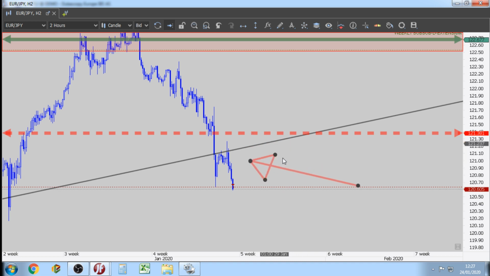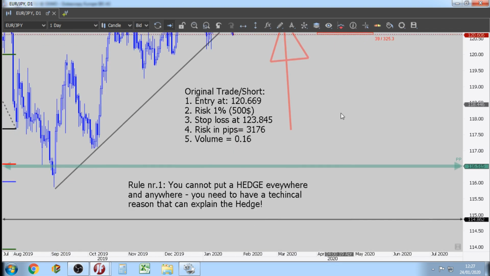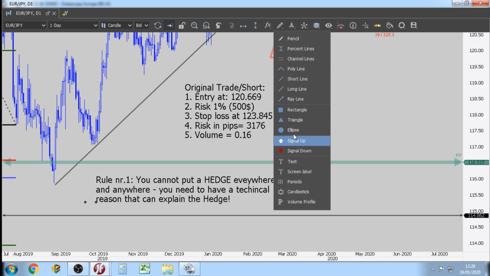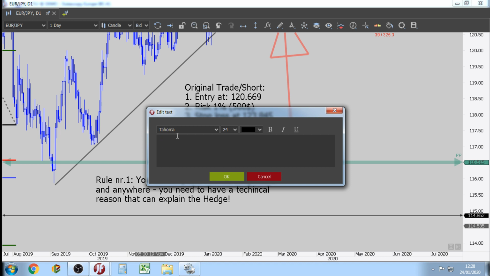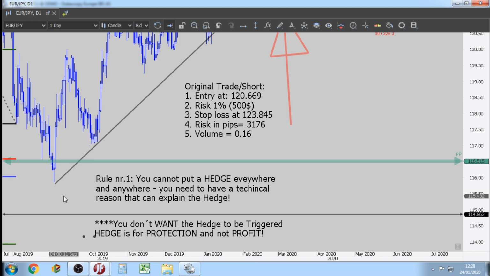What else is important that we didn't talk about in the ground rules? You don't want the hedge to be triggered. We talked about how the hedge is for protection, not profit. So rule number one, you cannot put a hedge everywhere and anywhere. You need to have a technical reason that explains the hedge. And don't worry, everybody, if it sounds complex, we're going to have 5 webinars about hedging.